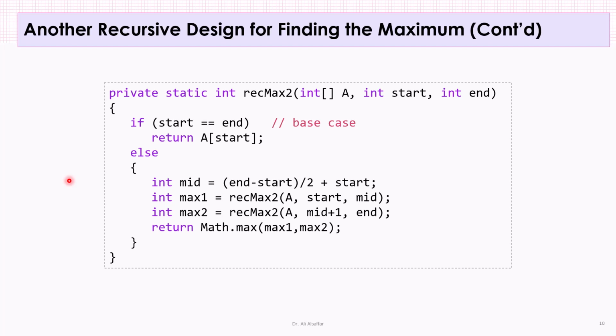So therefore, the order of calling the method itself is very important whenever we have a recursive design that calls itself more than once. So let us go back to our example and see how each half of the array is visited and in which order.